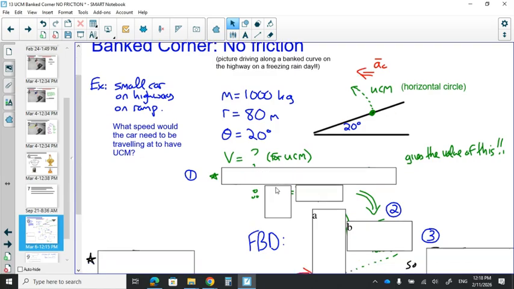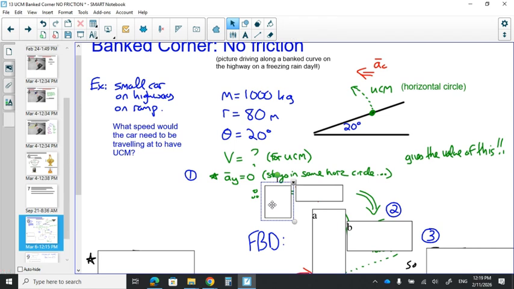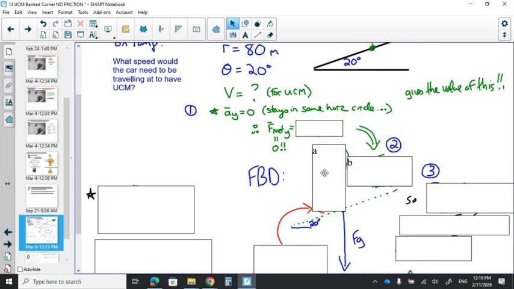Right away looking at this, you might be thinking, geez, do I need that mass? Like, all objects fall at the same rate due to gravity and so on, right? So let's check it out. Acceleration in the y direction, of course, is zero, since it stays in a horizontal circle. It's not going up or down, right? So acceleration in the y direction is 0, which means that the net force in the y direction is 0. Well, what forces are there in the y direction? Look at a free body diagram, right?